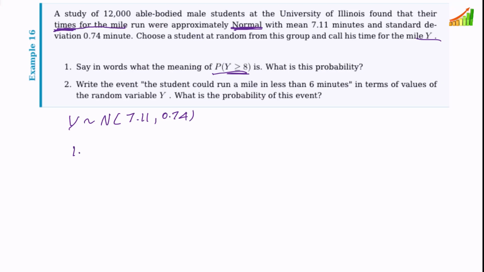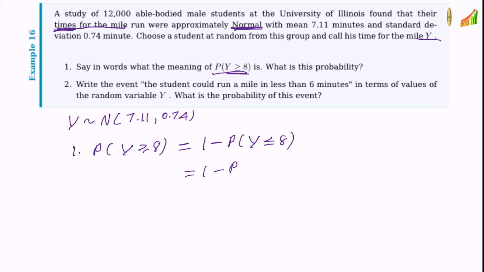Then find the probability. Probability y greater than or equal to 8. We know this is a normal distribution. Then we have greater than or equal to 8. So the first step is to write this using less than or equal to 8, right? How do we write it? 1 minus probability y less than or equal to 8. So this is 1 minus, then what is the next step? Convert to z.